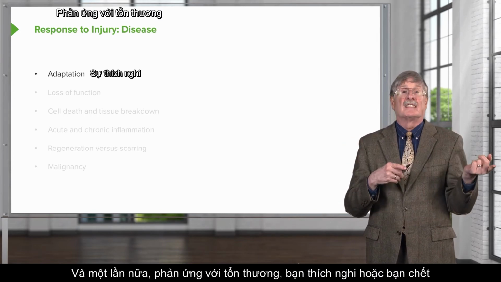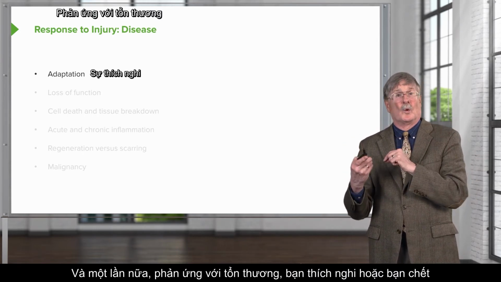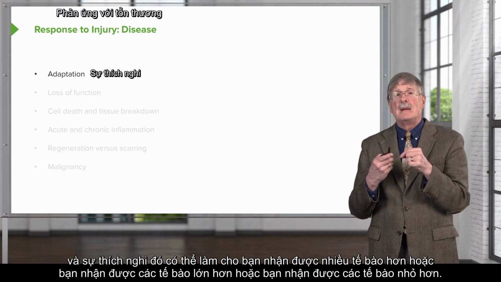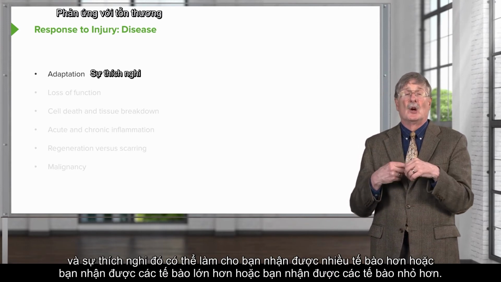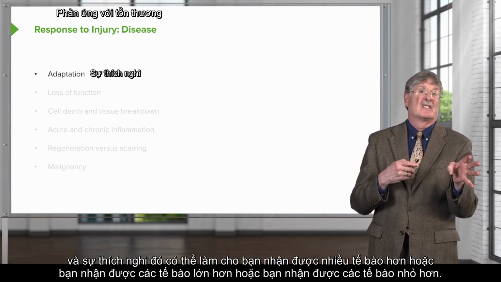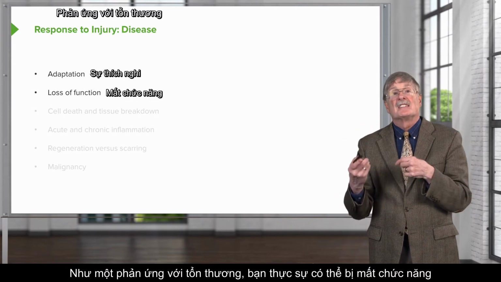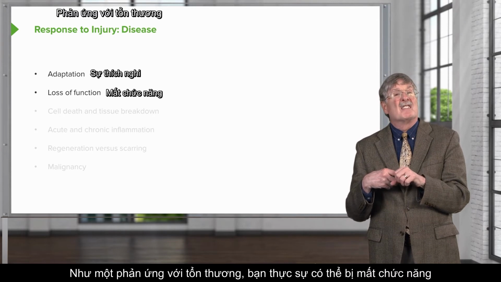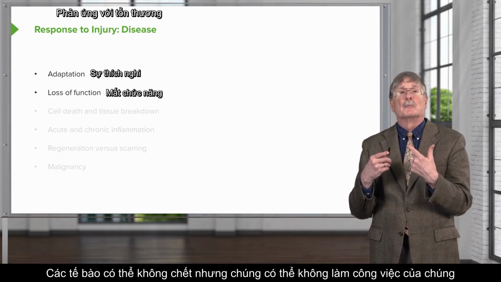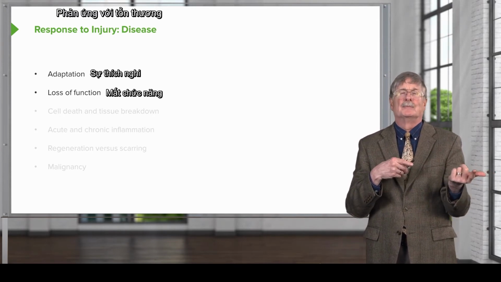And again, response to injury, you adapt or you die. And that adaptation may be that you get more cells, or you get bigger cells, or you get smaller cells. There are a variety of ways that we can adapt. As a response to injury, you may actually have loss of function. The cells may not be dead, but they may not be doing their job.